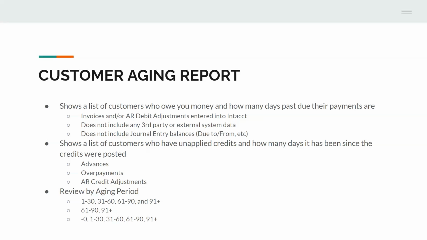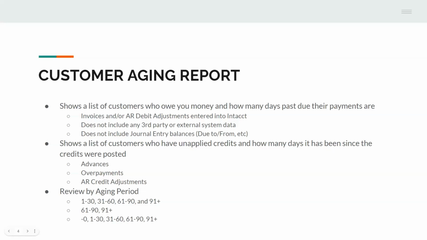In addition to showing who owes us money or how many days past due their payments are, this will also show a list of customers who have unapplied credits and how many days it's been since that credit was posted. Those could be payment advances, meaning they've given us a payment without having a bill. It's going to be overpayments, meaning they've paid more than what was due. Or credit adjustments if we've issued a refund or decreased their bill to us in any way. So those are the two types of transactions that are shown in this report.